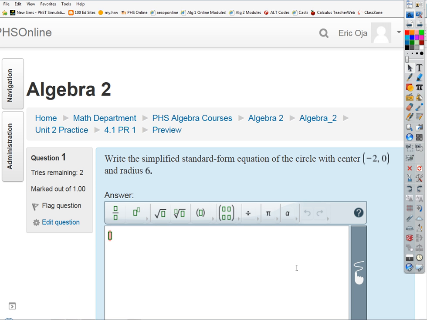So remember that when we're dealing with a circle, what's the standard form equation of a circle that has a center at H, K and a radius of R? Remember? X minus H squared, plus Y minus K squared equals R squared.